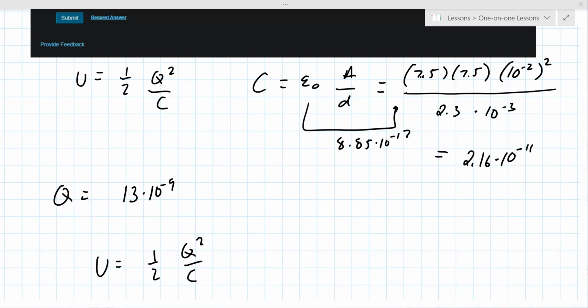All right, so U is equal to 1/2 times Q squared divided by C. I get 3 point... That doesn't look right. Oh, I didn't square it. Did I not square it? Maybe that's because... Oh, because that one's in that. Okay. I don't really like this answer.